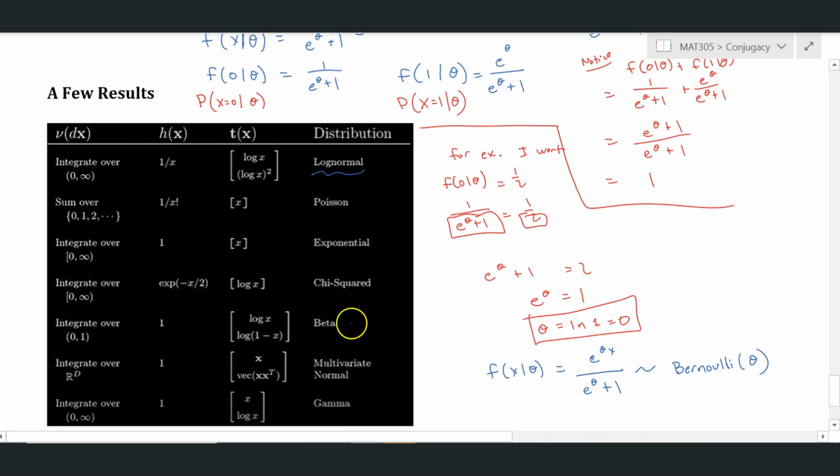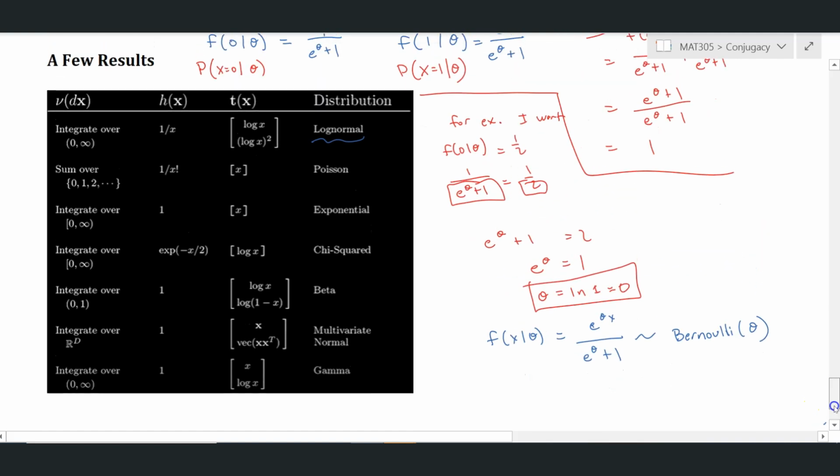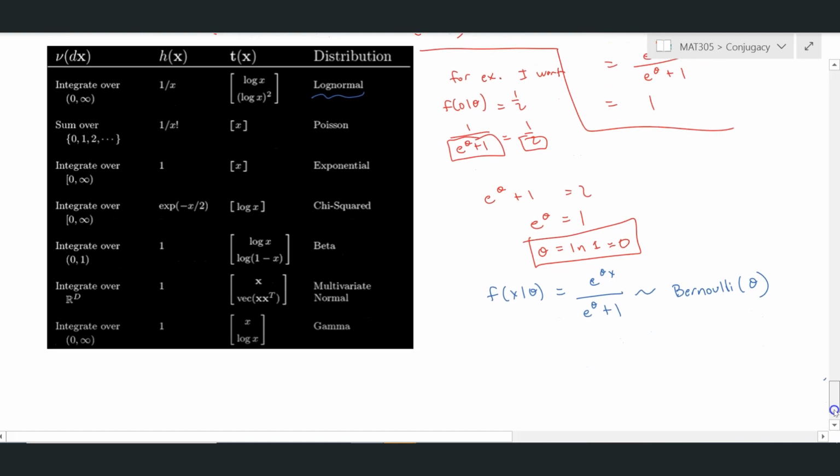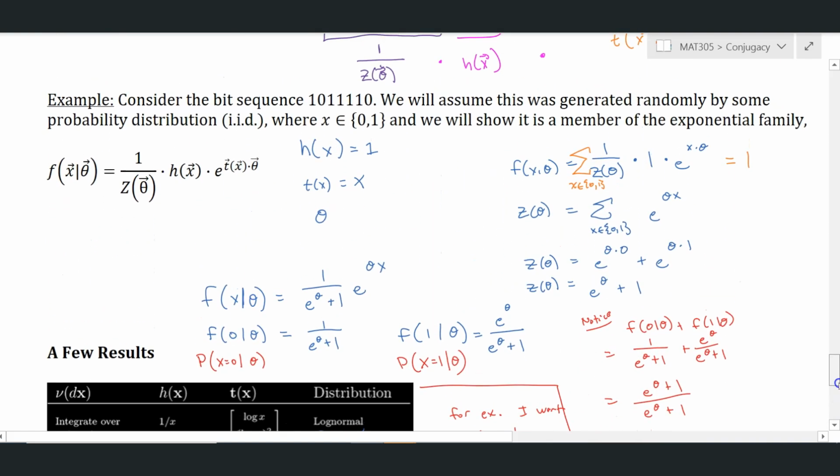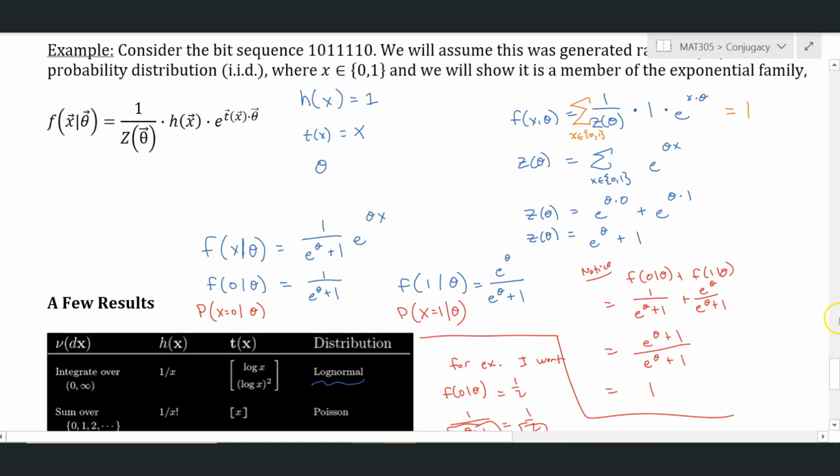And all of these distributions that you see here, some of them may look familiar, some of them may not. An actual exponential distribution would involve basically just using e to the theta x, and then chi-squared, beta, multivariate normal. We already saw the normal as an example of exponential family, as well as the gamma distribution. And so there are other different types of distributions we can form, but these are just some of the more common ones. Now, as far as picking the t of x, again, not super trivial.